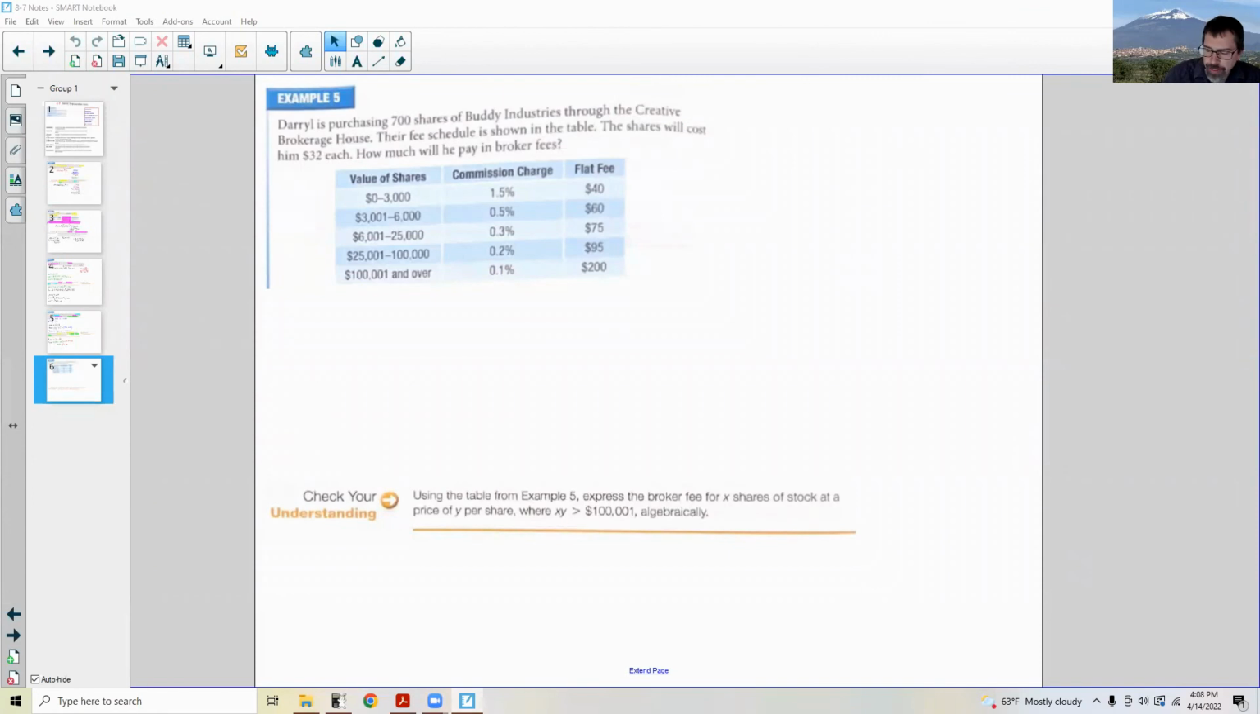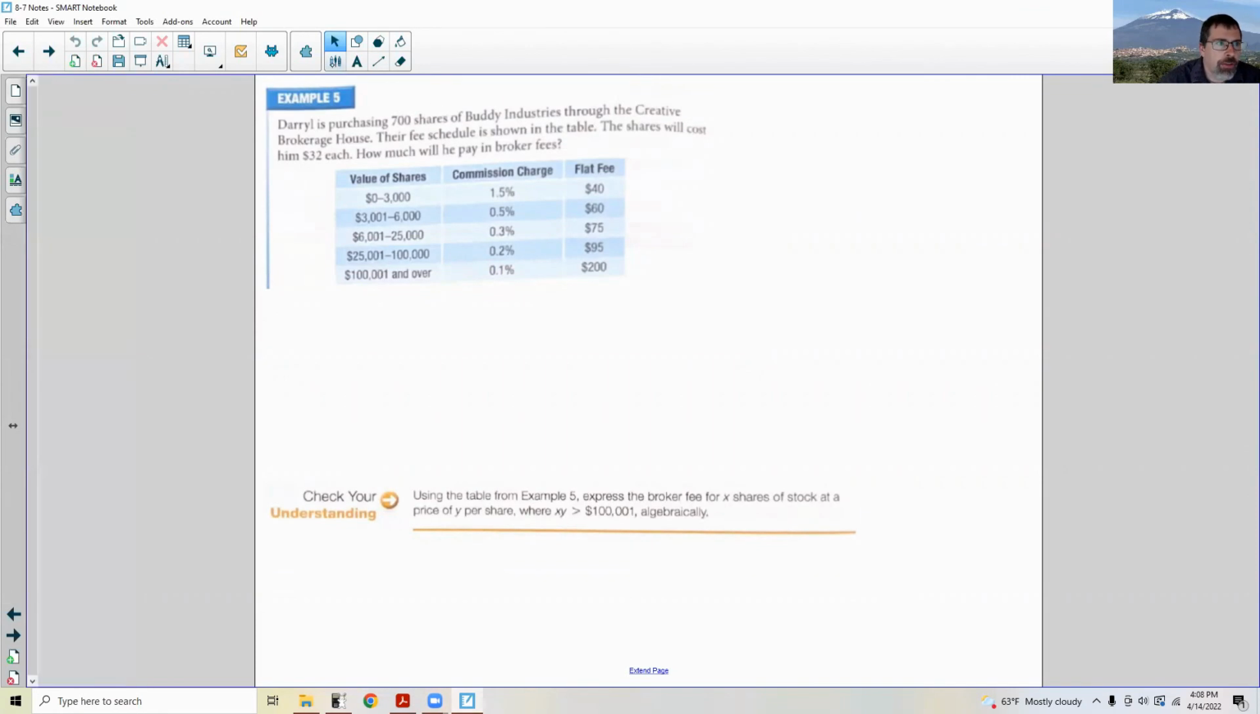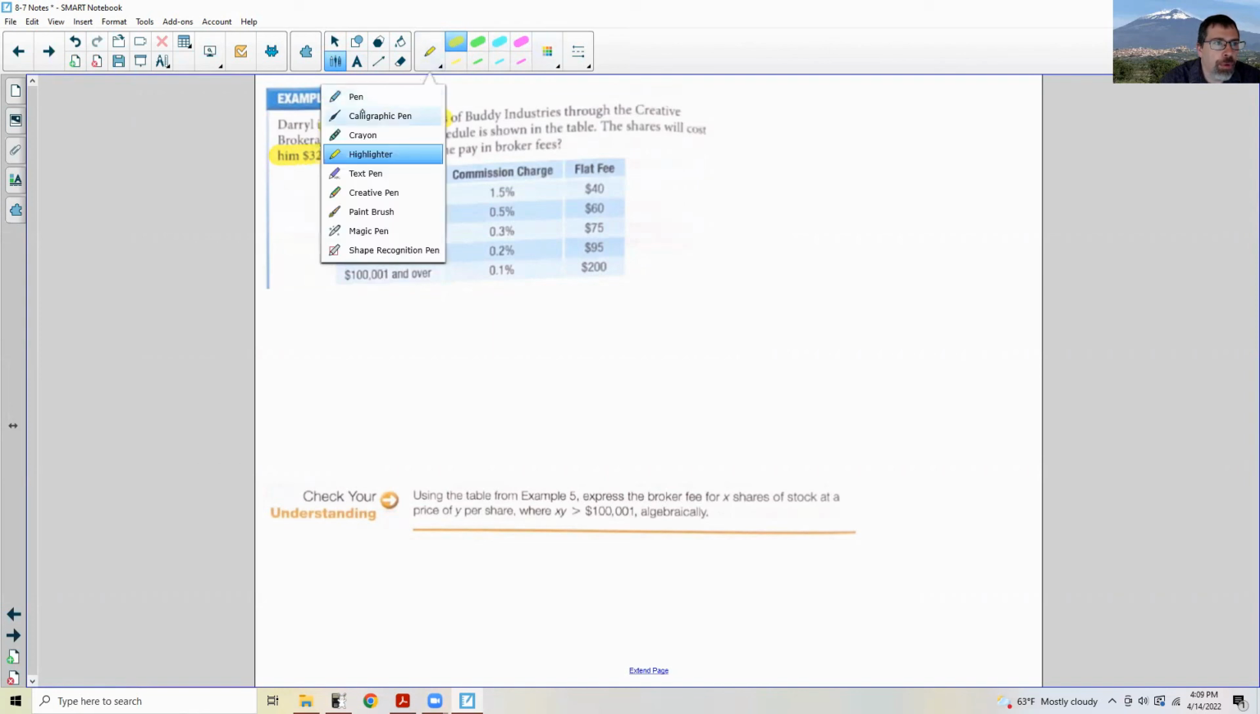Okay, example 5. Daryl is purchasing 700 shares of Buddy Industries through Creative Brokerage House. Their fee schedule is shown in the table below. It's a varying schedule. It changes with the amount of money that you trade. The shares will cost him $32 each. How much will he pay in broker fees?